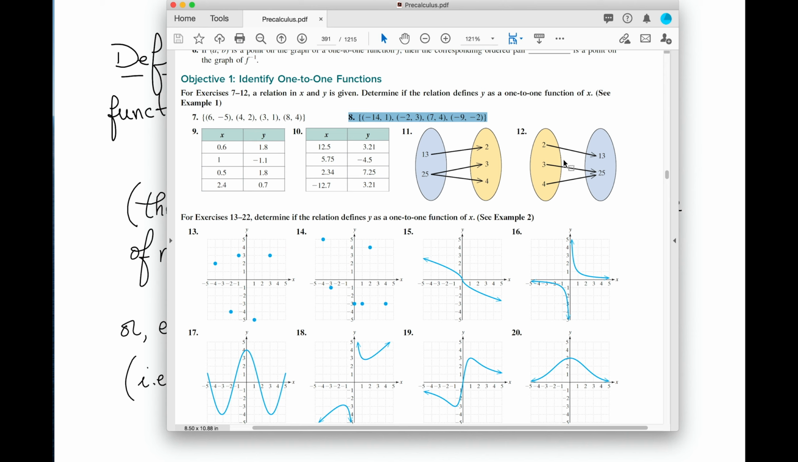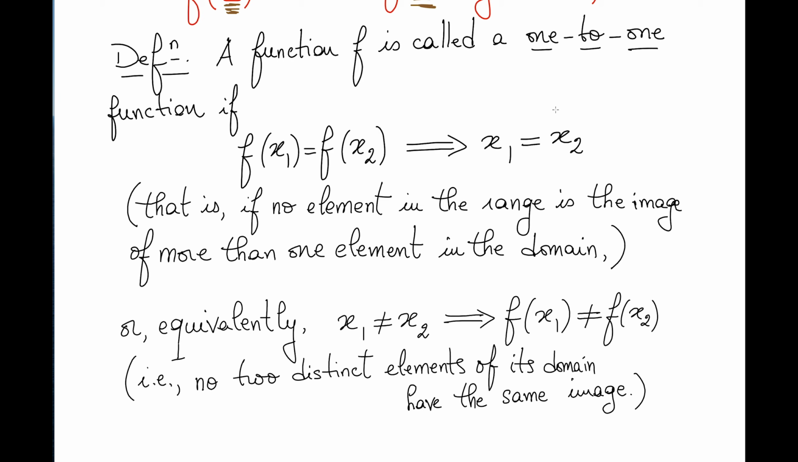Look at this. 13 doesn't have multiple pre-images. It doesn't have multiple x's. So far so good. However, 25 does have multiple inputs that produce 25 as an output. So there exists an element in the range, which is 25, that's shared by more than one input, which is 3. And hence, I'm violating this thing here. So there exists an element which is the image of more than one element in the domain.